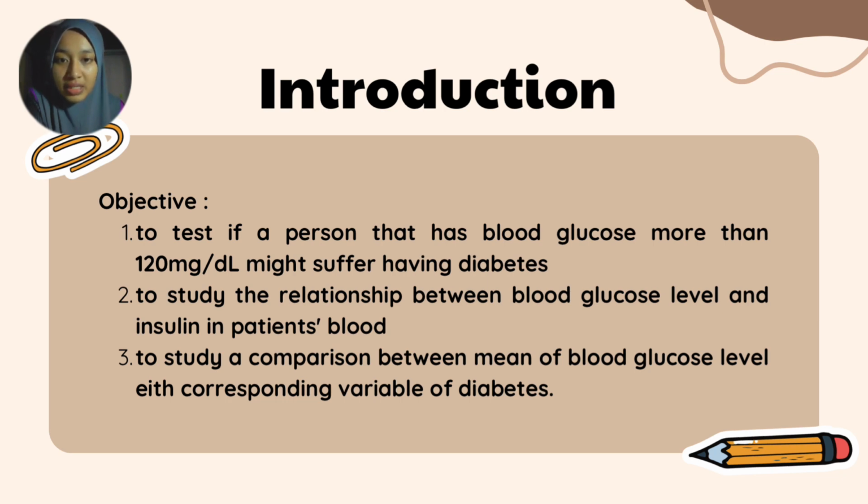Our last objective is to study a comparison between mean of blood glucose level with corresponding variable of diabetes. We use ANOVA test, which is the analysis of variance. We use this test to compare the means of blood glucose and its corresponding variable of diabetes if there are significant differences between them.